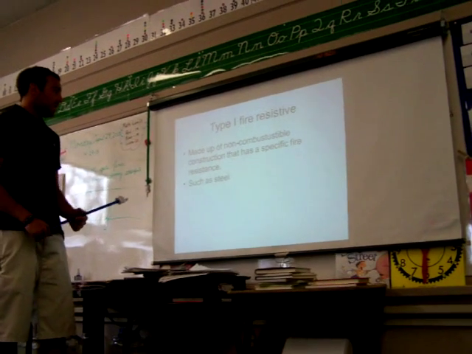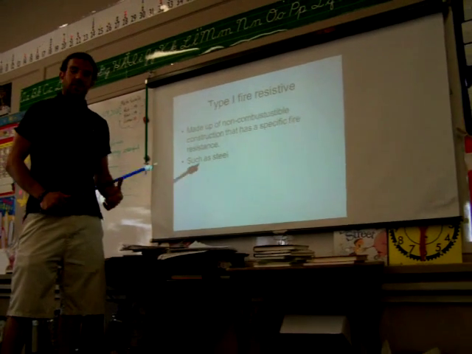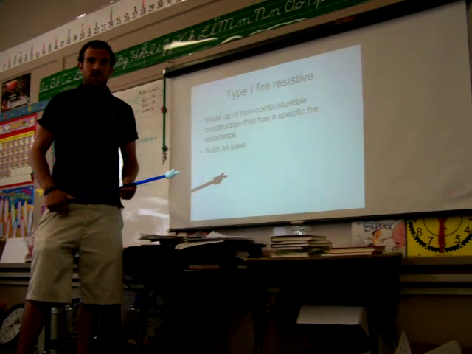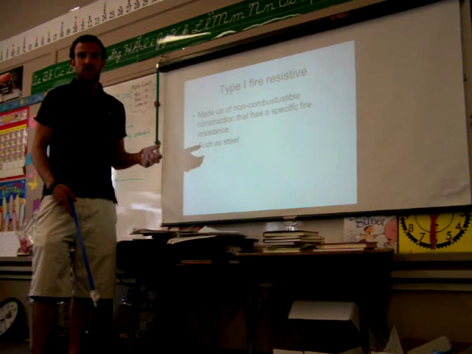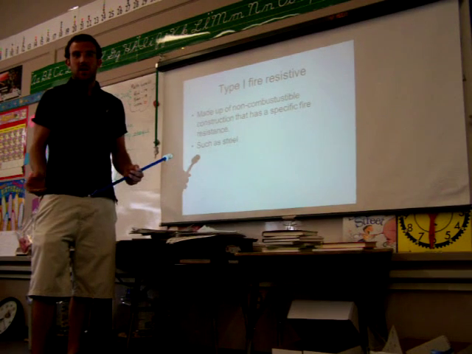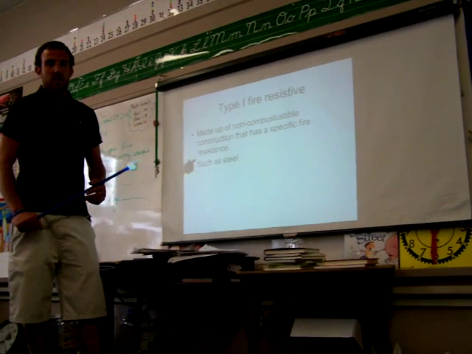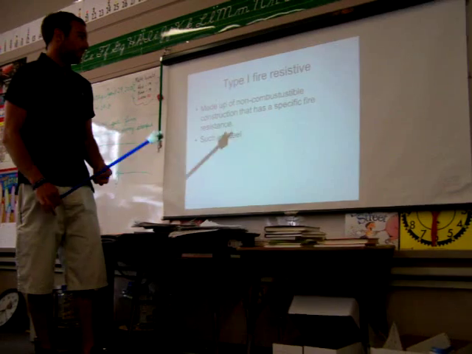It's the first type. It's made up of non-combustible materials and has a specific fire rating or resistance. A good example is steel. Protected steel with a spray-on coating, or they have paint-on coatings, will give the steel a fire rating for how long before the steel can actually be affected by the fire, or the building structure will be affected. I have some pictures to show you.